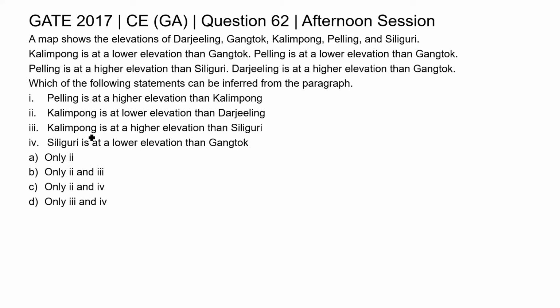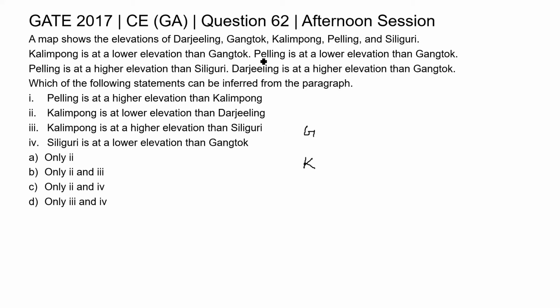So there are 4 statements given. We need to select the correct statement which can be concluded from the conditions given in this paragraph. So now let's read the statements and just arrange their elevations. So here it is given that Kalimpong is at a lower elevation than Gangtok. So we can write Kalimpong is at a lower elevation than Gangtok. So Gangtok is somewhere above Kalimpong.